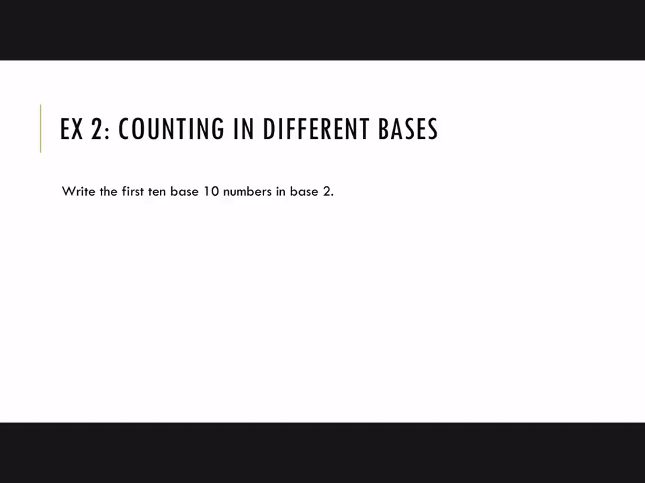All right, let's try base 2. So now we're counting by 2s, and this time we regroup whenever we have any 2s or any 4s or any 8s. Their place values are 1 and then 2. 2 squared is 4, and then 8.